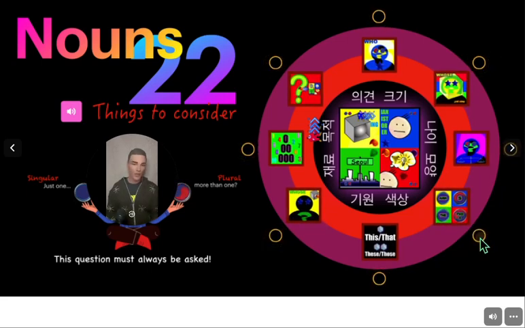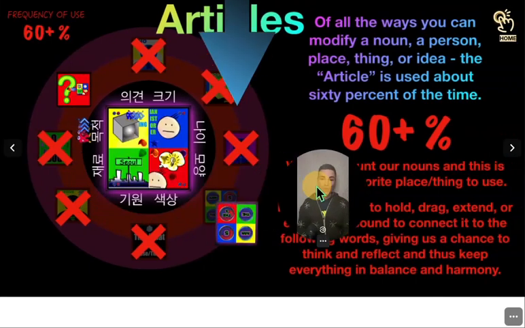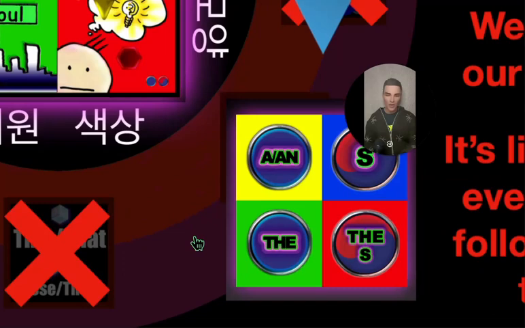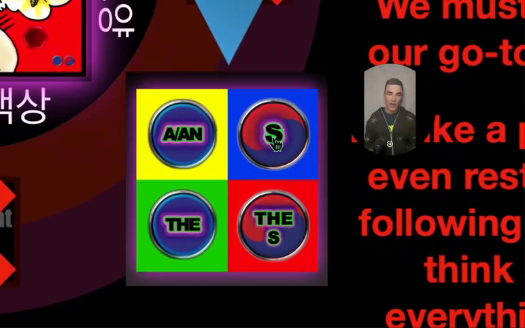Here, you click on here, it'll tell you articles, right? So let's look at articles. Let's go ahead and go there. So here we go. Articles. Not the first, second, or third, but the fourth position: articles. The articles are, let's scoot in there, A or AN, THE, S or THE S.